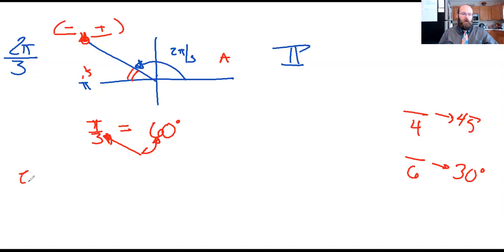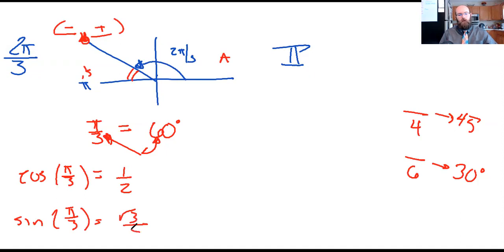So cosine, we'll do that first because that's our x-coordinate of pi over 3, or 60 degrees. That is 1/2, again, memorized value. And then sine of pi over 3 is square root of 3 over 2. Again, memorized value. So my coordinate point here would be 1/2, but remember it's negative because I'm in the second quadrant. Cosine's negative there. And my sine part.